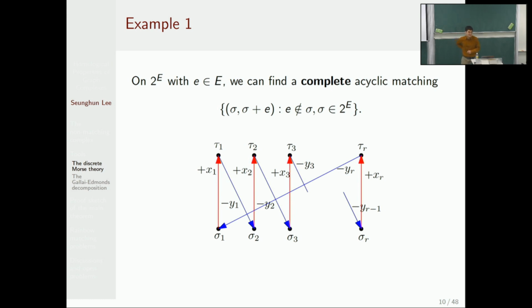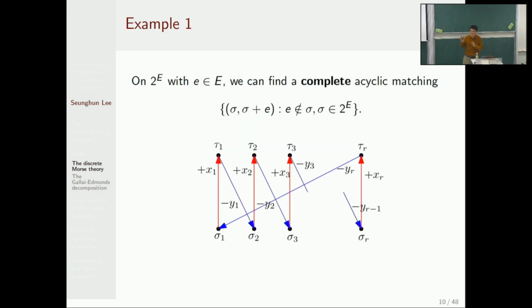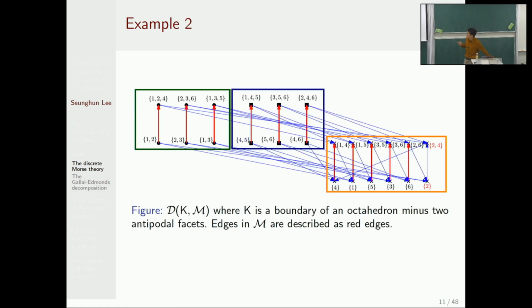Any question about this example? When you define the matching, do you also mean that the pairs are disjoint? Yes, they are disjoint. It is a family of disjoint pairs. So it is basically just a matching. The only additional condition is that the size difference is 1. If there is no question, then I will go to a slightly more complicated example.